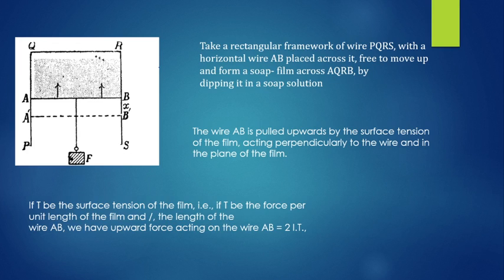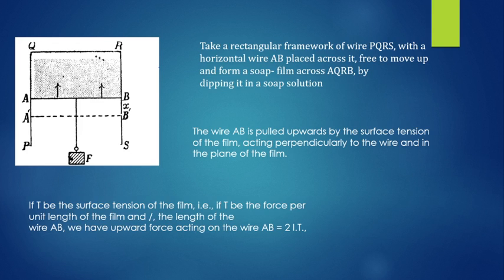How does this 2 come? What is this 2? The factor 2 arises because the film has 2 surfaces, providing a surface tension T each. That is, the soap film has 2 surfaces. That is why we multiply by 2. When we move the wire AB upward, due to surface tension there is a force, and this force is equal to 2TL.